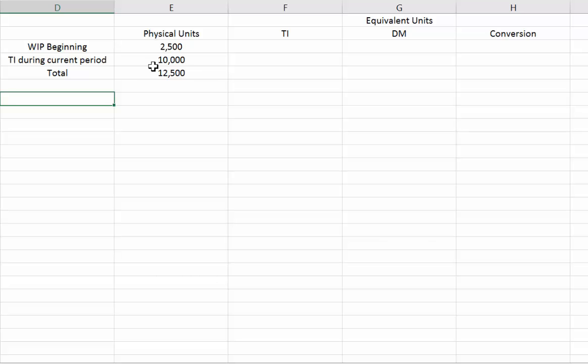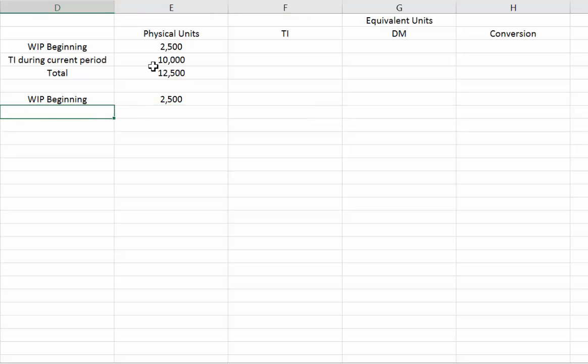So first of all, I have to take a look at the WIP beginning. Okay, so I'm done with step 1. Step 2 talks about the equivalent units. So WIP beginning, I started with 2,500. So my question is, how could I figure out the number of equivalent units? So that's the question here.